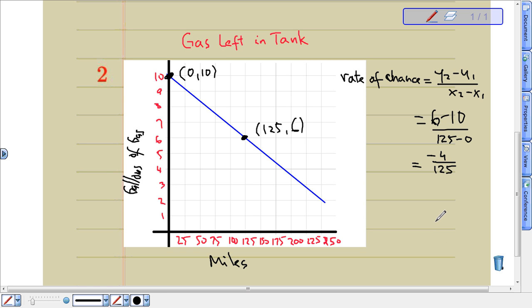We will simplify this into negative 4 divided by 125. So in this case, on problem number 2, the rate of change is exactly like the slope of the line, but we can't do rise over run because our horizontal number line doesn't go by 1. It doesn't increase by 1, but increases by 25. So the safest way to do it is using the formula y2 minus y1 over x2 minus x1.